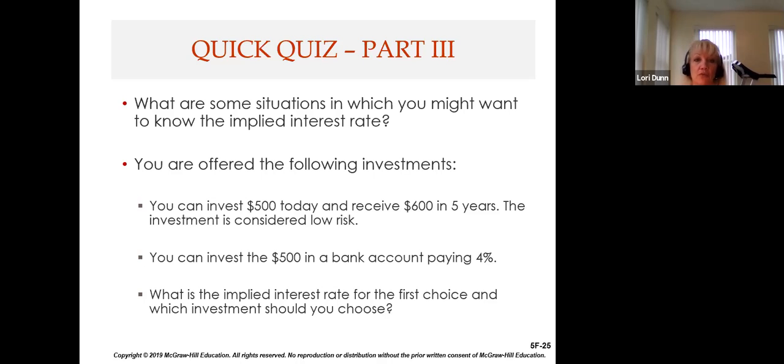So you are offered the following investments. You can invest $500 today and receive $600 in 5 years. The investment is considered low risk. Okay, so you want to calculate what kind of interest rate you're earning on that. You can invest the $500 in a bank account paying 4%. So what would that accumulate to? What is the implied interest rate for the first choice? And which investment should you choose? Now we're getting into finance decisions. So see if you can calculate that and come up with an answer. And I'm going to put myself on mute here, and I'll be back in a few minutes.